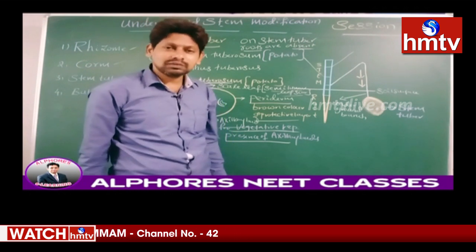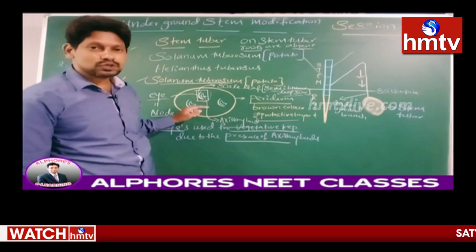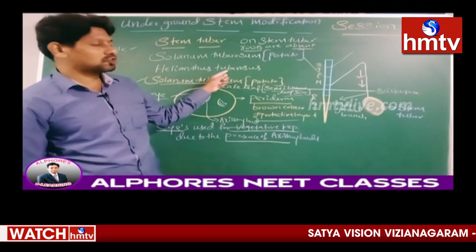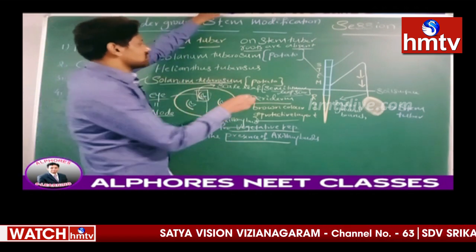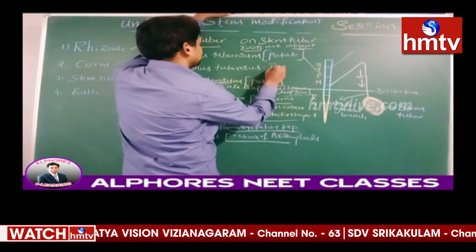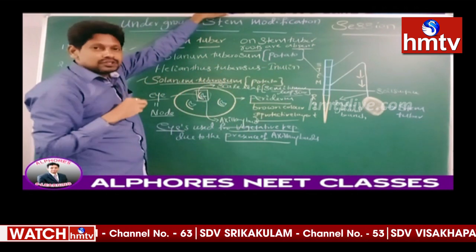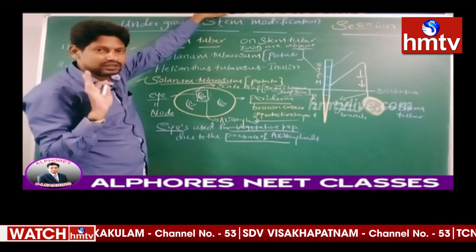In Solanum tuberosum, that is potato, this is a stem tuber. It is storing food in the form of what? Starch. But in the case of Helianthus tuberosus, the stem tuber stores food in the form of inulin. It is not insulin, it is inulin.